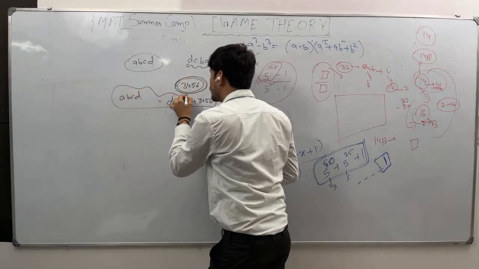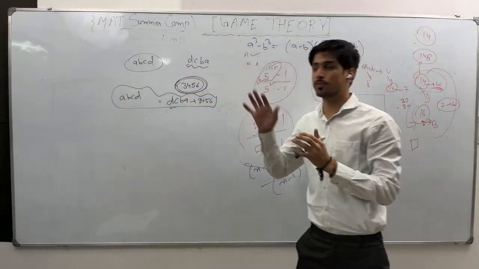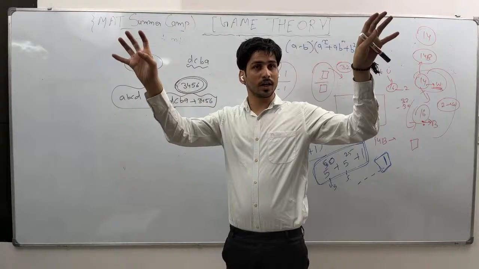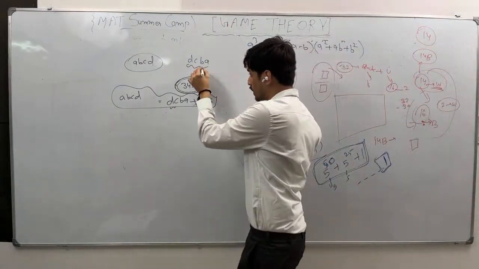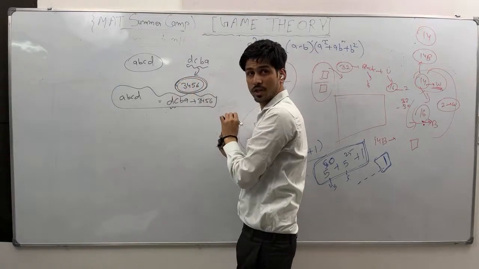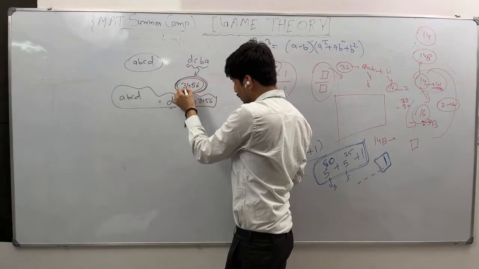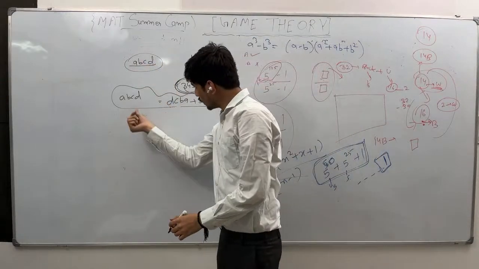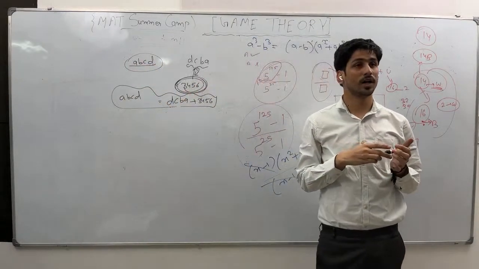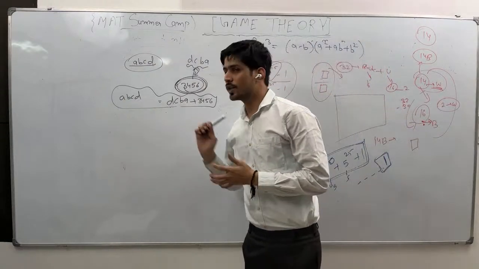Now tell me how many such 4-digit numbers ABCD have this property. If I reverse the digits, I'll get DCBA, and this number becomes 3,456 less. It means if I add 3,456 to this, then definitely I'll get ABCD. Now from here, can you find the value of ABCD? How many such numbers are there?